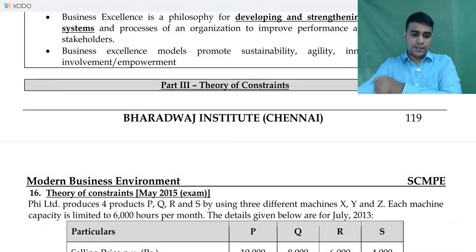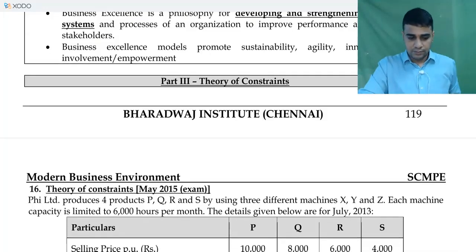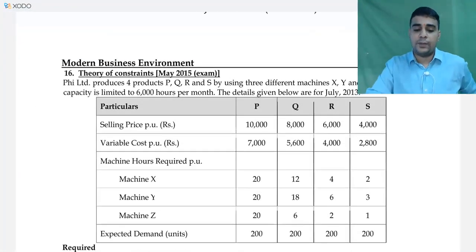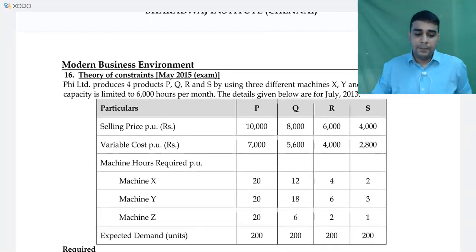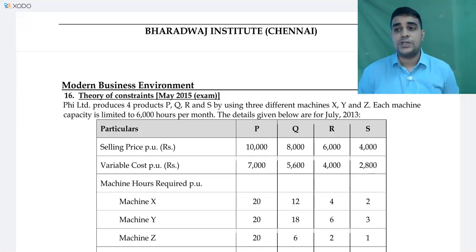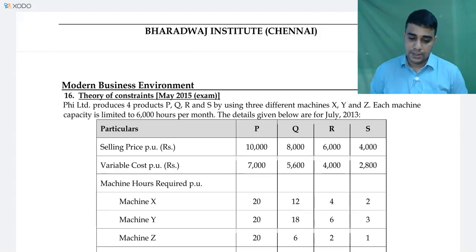Let's come to question 16. This is a comprehensive question. This asks all the 4 requirements which normally can be there. PHI Limited produces 4 products P, Q, R and S using 3 different machines X, Y and Z. Each machine capacity is limited to 6,000 hours per month. Details given below are for July 2013.